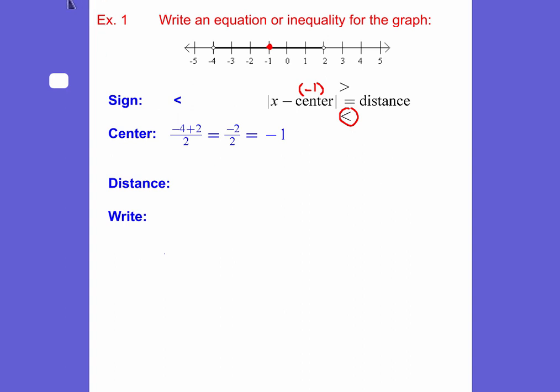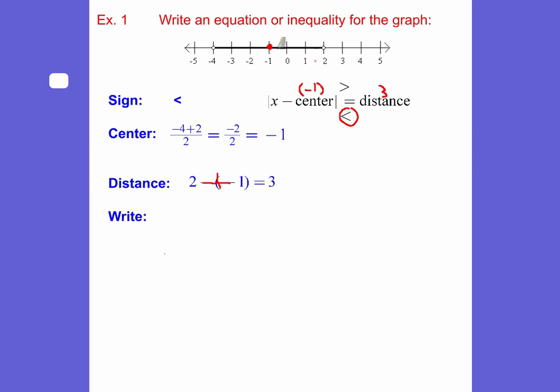Okay, now to find the distance. To find the distance, I just subtract. I'm going to take the rightmost point, which is 2, and go that point minus the center, 2 minus -1, which hopefully you remember, when you subtract a negative, this becomes a positive. 2 plus 1 equals 3. So my distance is 3.